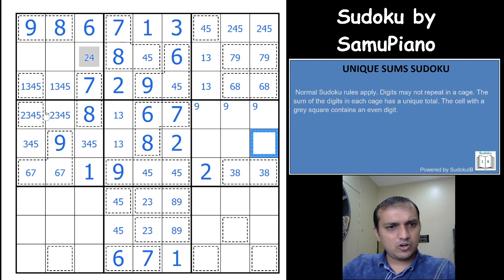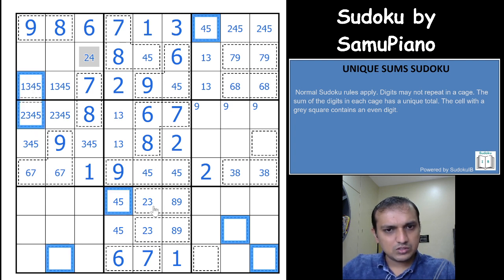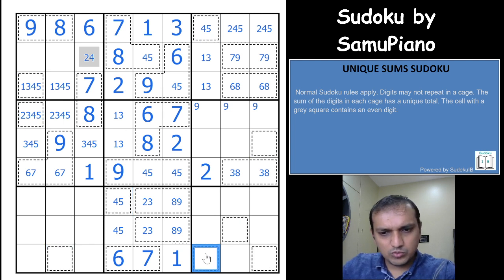Both 9 and 8 cannot be here. Both the 9 and 8 would have to be in one of these three cells, right? 8 cannot be here as well, because you have an x-wing of 8 here. So 8 cannot be in any of these cells, right? So this cell would have to be an 8.